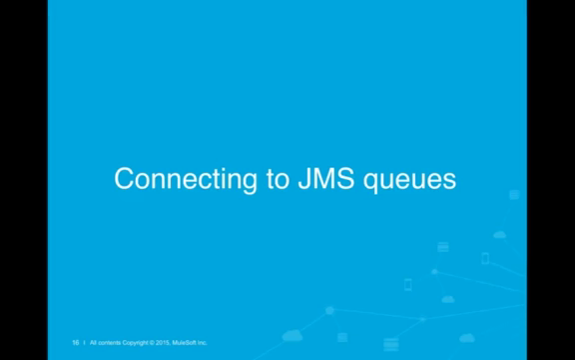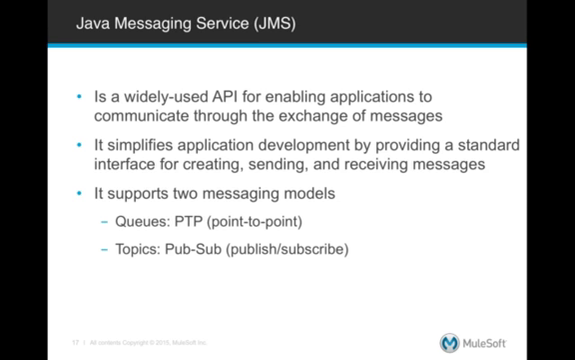Connecting to JMS queues. Let's now take our connection a step further with looking at how to interact with a message broker. JMS, or Java Messaging Service, is a widely used API for enabling applications to communicate through the exchange of messages. Oftentimes, it simplifies application development by providing a standard interface for creating, sending, and receiving messages. It supports two main messaging models. This is PTP, point-to-point, or topics, pub/sub, where you publish and have multiple subscribers.